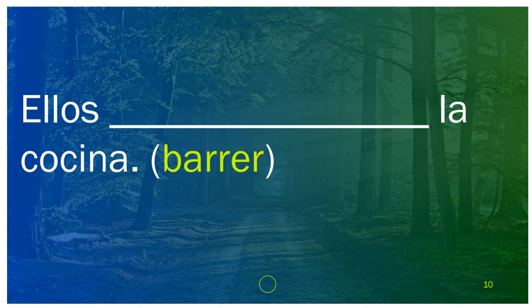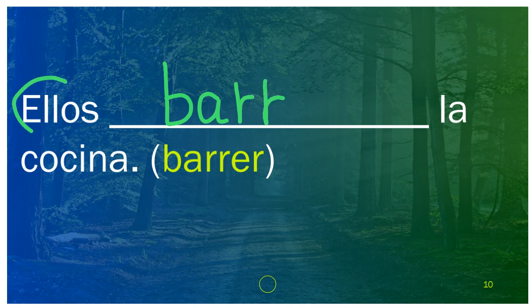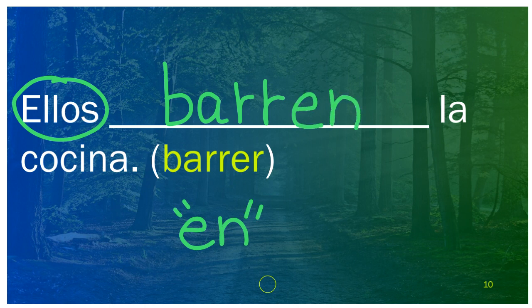Okay, so here's our last example. Ellos blank la cocina. And we're going to use the verb barrer, which means to sweep. So they sweep the kitchen. If we take off our ending, we'll end up with this. We look at our subject, ellos, and we know that for ellos, ellas, ustedes, we're always going to use an en for the ending. So we go ahead and add that onto the end. Then we can read our sentence again. Ellos barren la cocina. They sweep the kitchen.